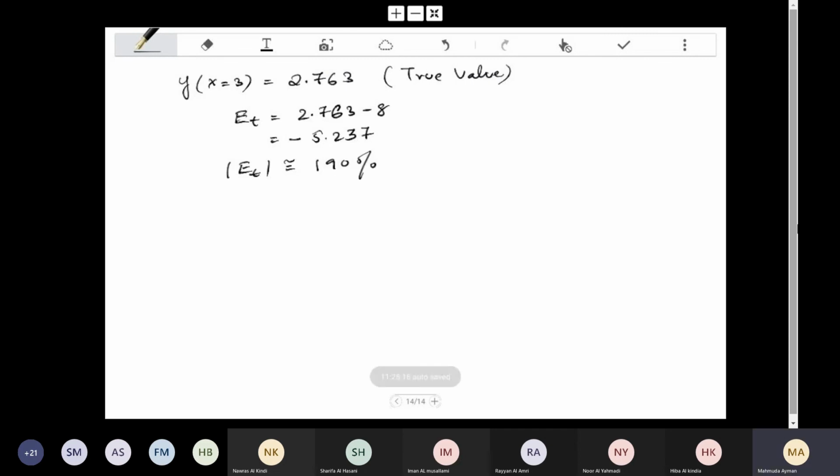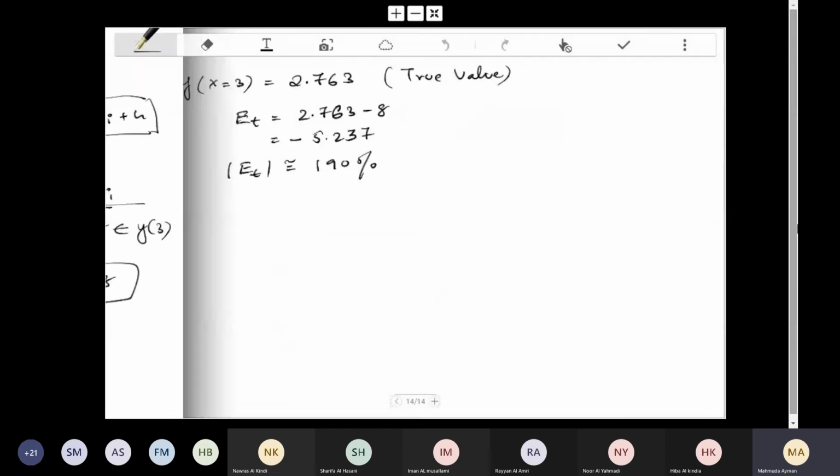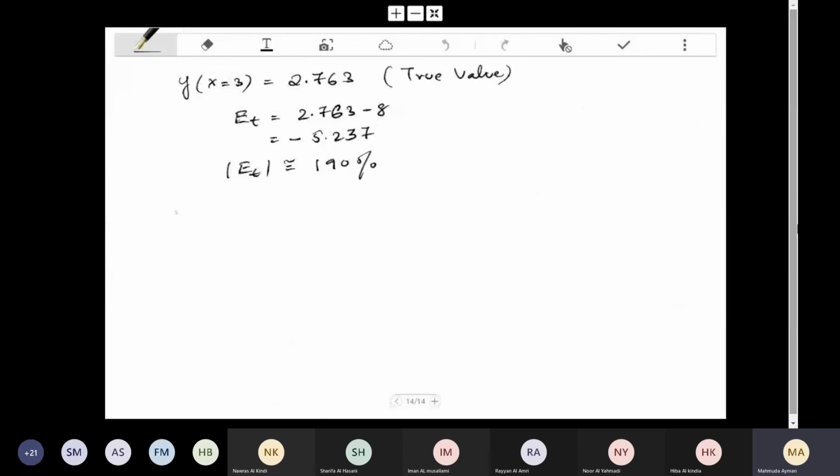And this is because we took a very large h, because of which within one step we got our final answer. Let's try taking a different h value. So let's try the same example, but this time with h equal to 1.5 here. So we will start again.